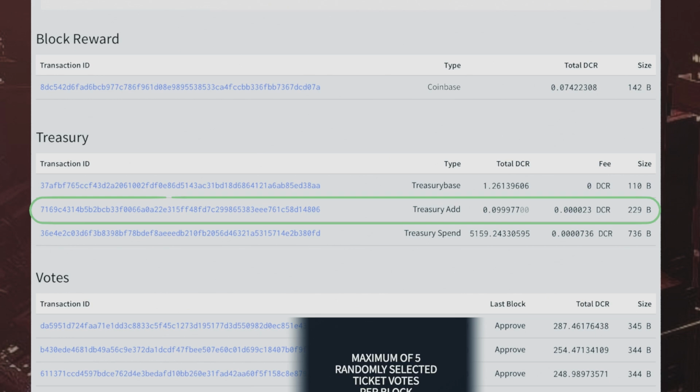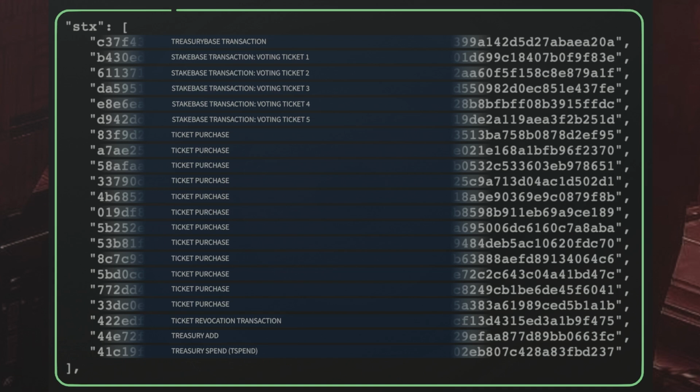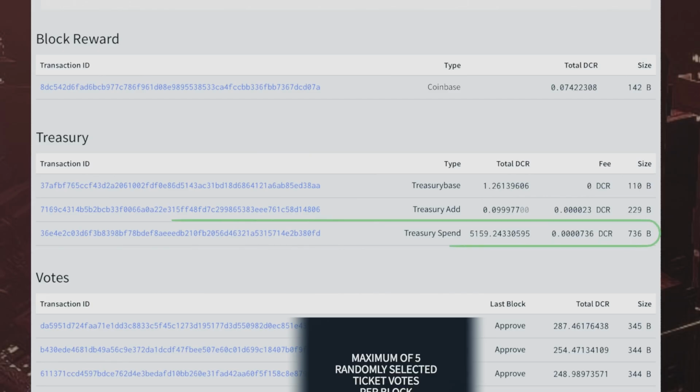A user can send funds to the treasury for various reasons, including moving old treasury balance to the new treasury account, returning funds due to overpayment and donations to the Decred project. The final transaction in the stake tree, if applicable, is the T-spend transaction.